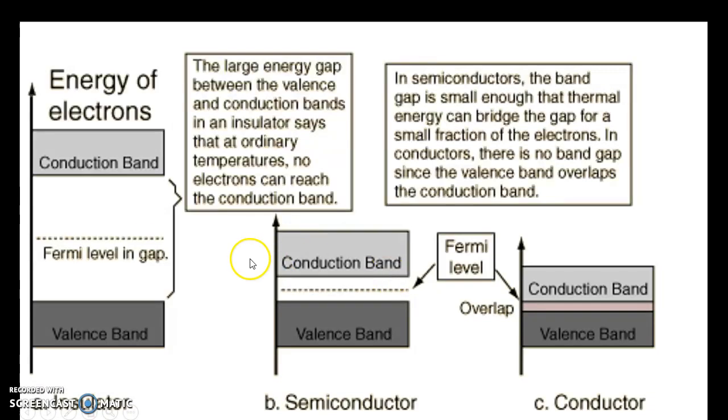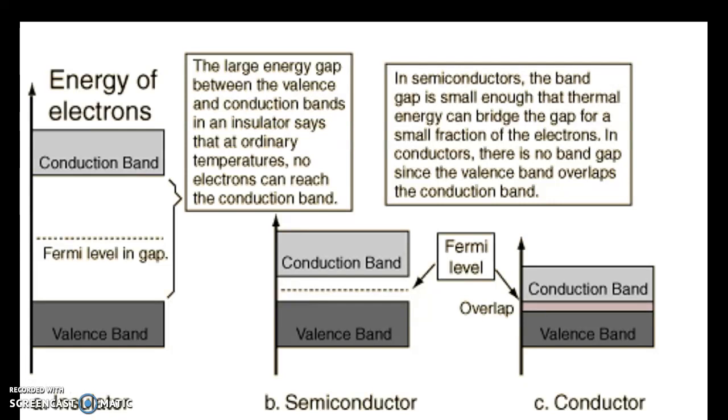So these are conduction bands, and just to compare conduction bands for these different items, an insulator has a huge gap between the valence band and the conduction band. And then you have your Fermi level smack in the middle. And you can read here that the large energy gap between the valence and conduction band says that at ordinary temperatures, no electrons can reach the conduction band.